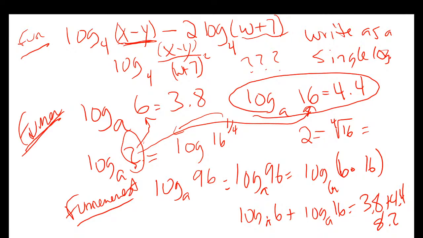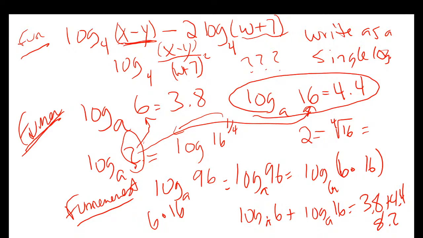Questions, comments, concerns? All right. Why add? You added 3.8 and 4.4? We sure did. We added them together. 96 is 6 times 16.